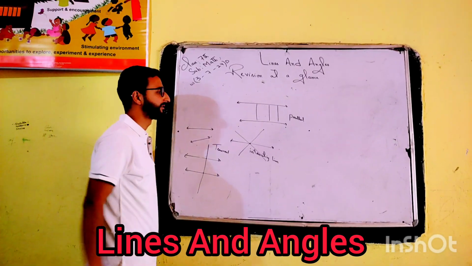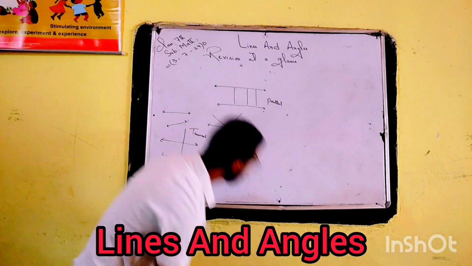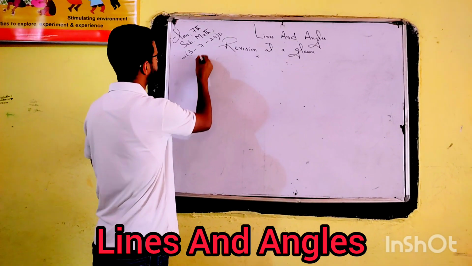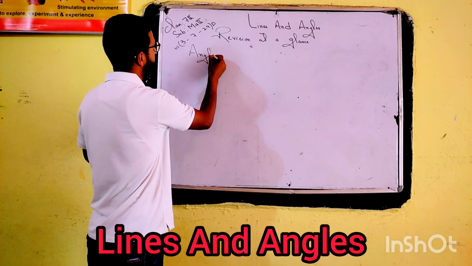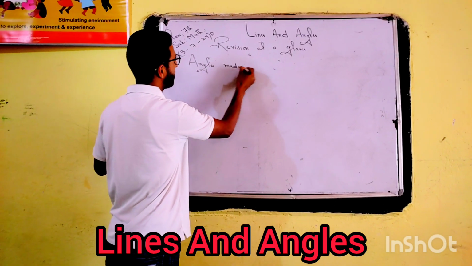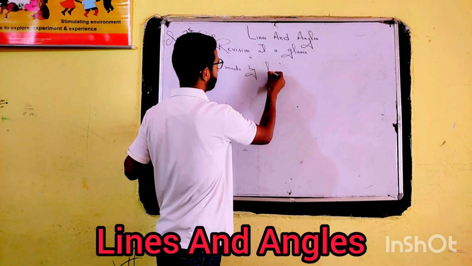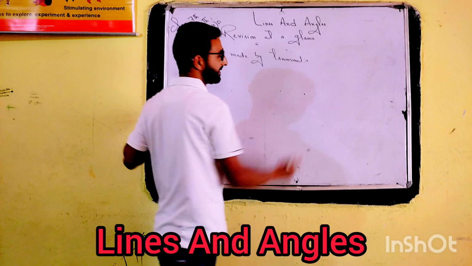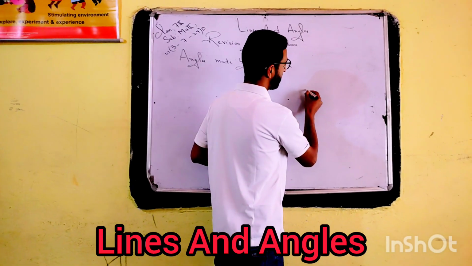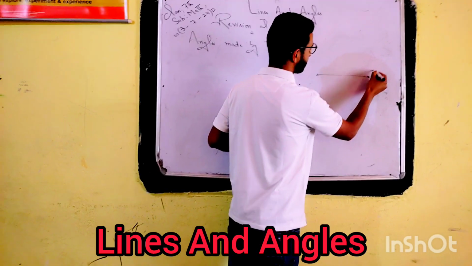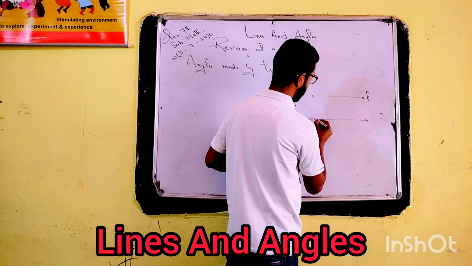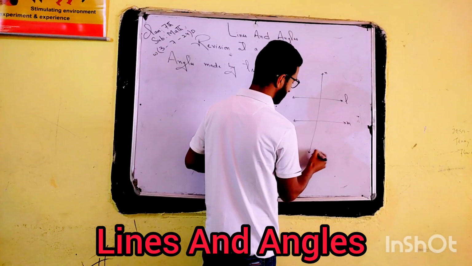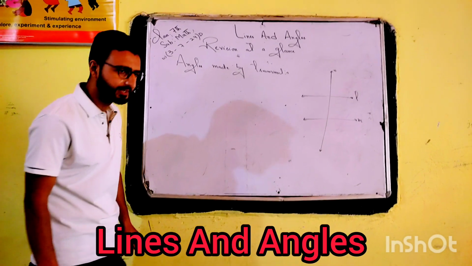These are two lines. Now let me draw the diagram here. Angles made by transversal, remember this. Suppose this is line L, this is line M, and this is line N. So N is the transversal of L and M.